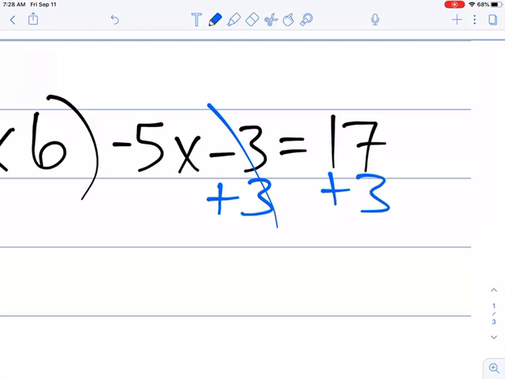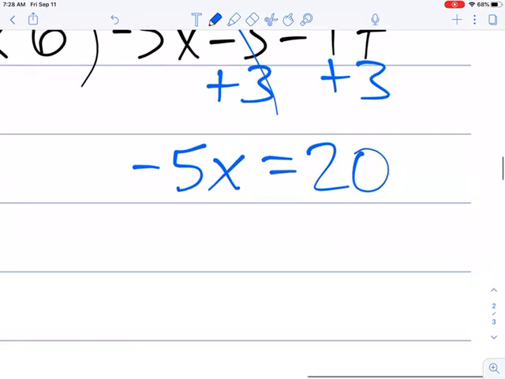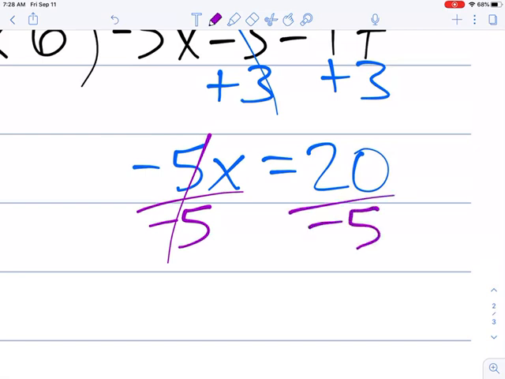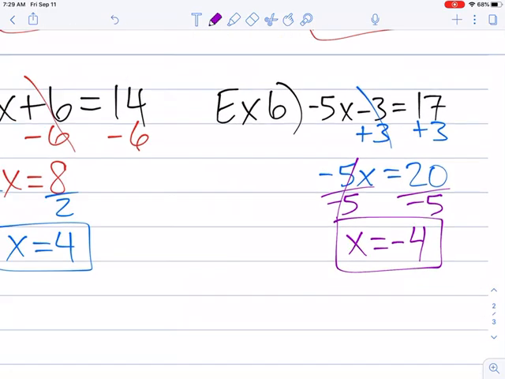Okay, that 3 is gone, so I've got negative 5x left over. And notice that's not minus 5, so we're not going to add there. It's connected to the x, so that means we have to divide. And 17 plus 3 is 20. And so now last step, this is literally saying negative 5 times x. So I'm going to divide by negative 5, divide by negative 5. So x is equal to 20 divided by 5 is 4. But if you divide a positive with a negative, you will always end with a negative number. So this would be x is equal to negative 4.